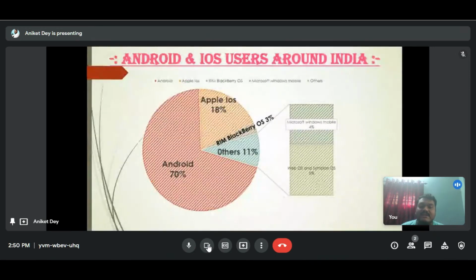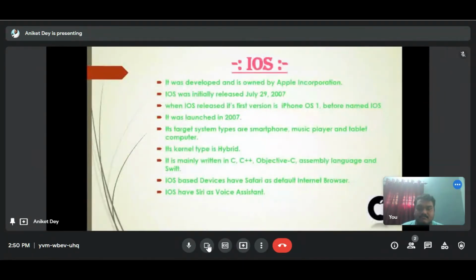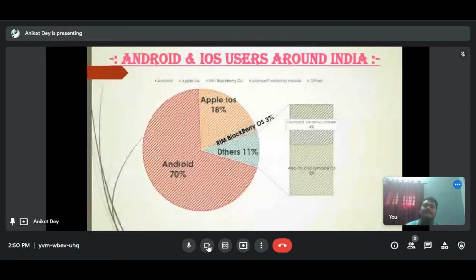Now, here comes the Android and iOS users in India. In that particular pie chart, if we focus, we must see that 70% of people are using Android phones, and 18% of people are using Apple iOS. 3% of people use BlackBerry, and others 11%. In the other 11% they are included Microsoft Windows Mobile 4%, and WebOS and Symbian OS 5%.